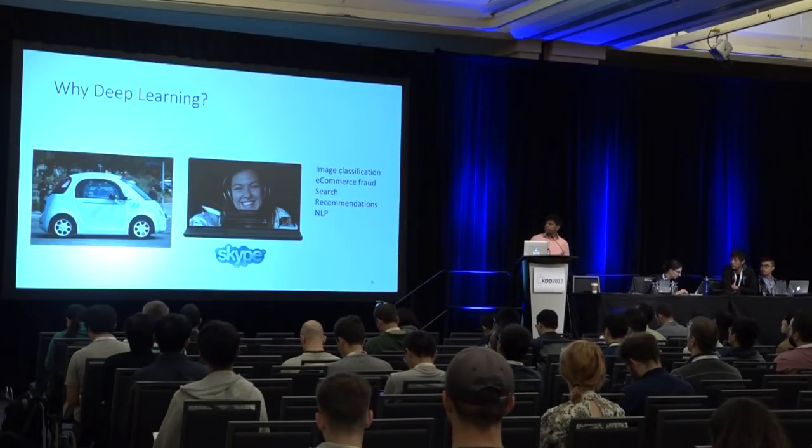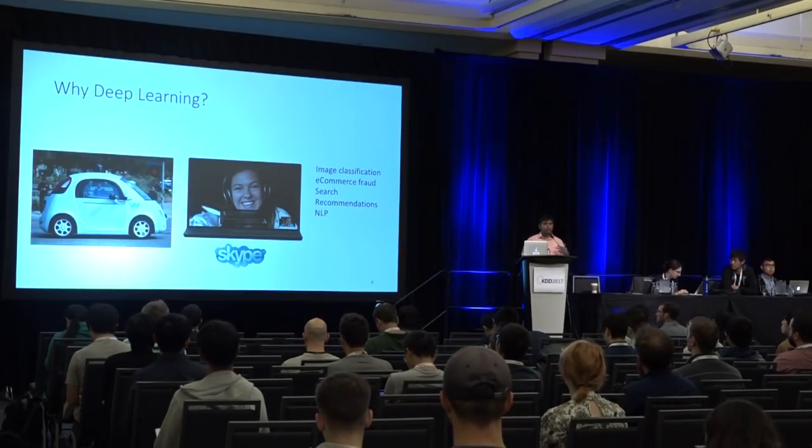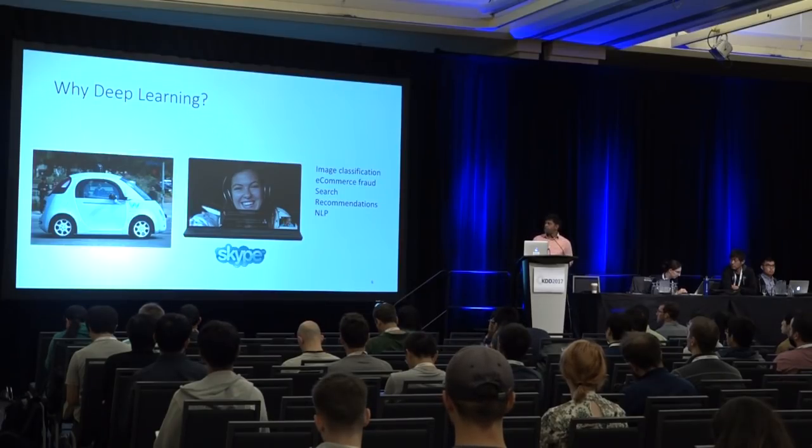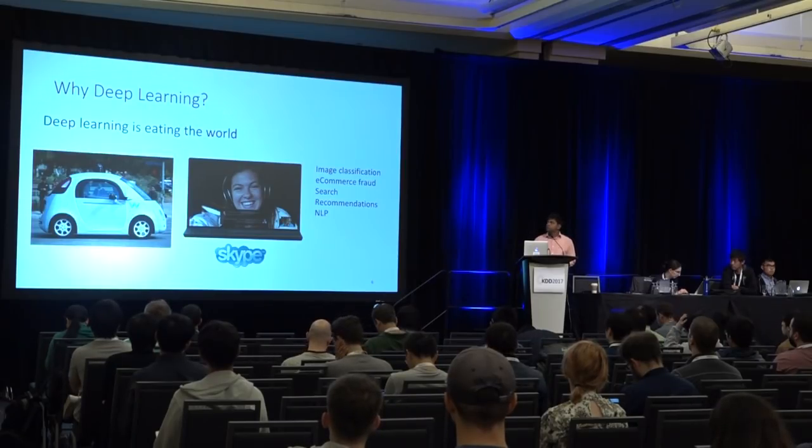So why deep learning, right? I pointed out two examples here. One is a self-driving car, and the other is machine translation happening in real time on Skype. So someone's talking and it is translated in real time. In a lot of these contexts, deep learning has made a tremendous dent already. To sample a few other applications, there is image classification. Of course, image classification was one of the first huge applications with ImageNet, but it has also created a dent in a lot of other areas. So essentially, deep learning is eating the world at this point.